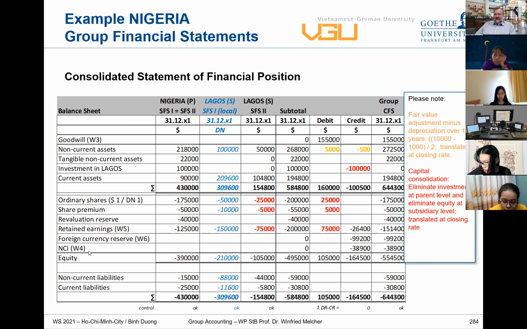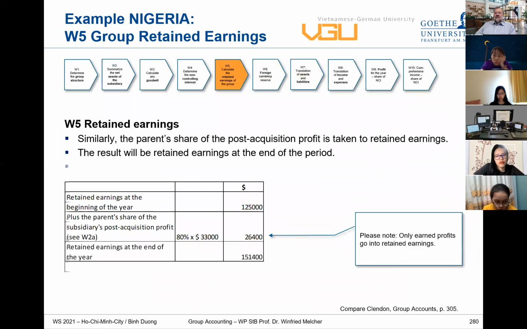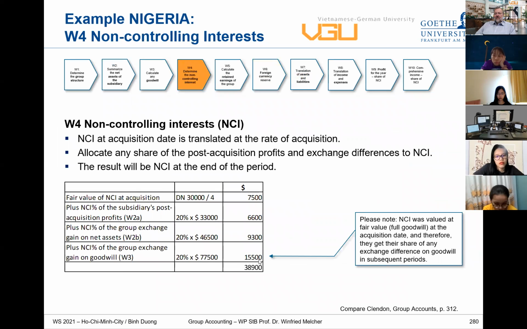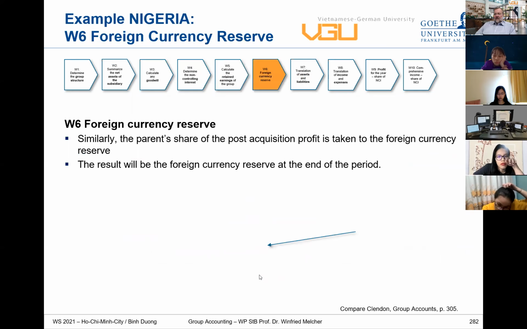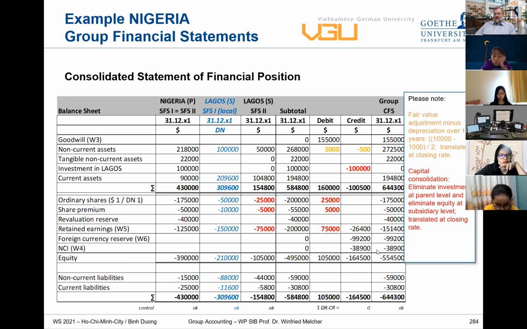Same thing for NCI. We calculated that in our fourth working. So we saw 38,900. Well, let's have a look. W4, 38,900. Here we are. So we take that number and put it in the consolidated financial statements as a credit. Okay.